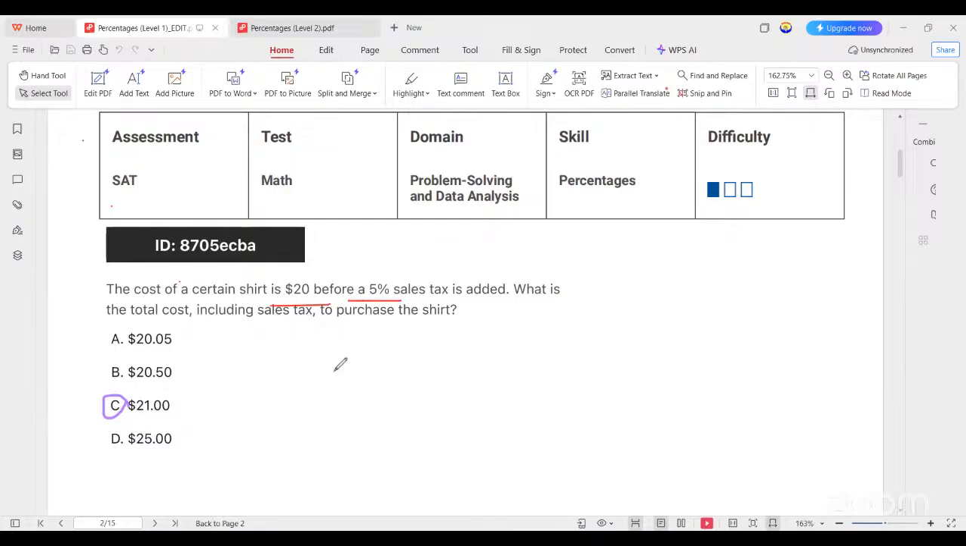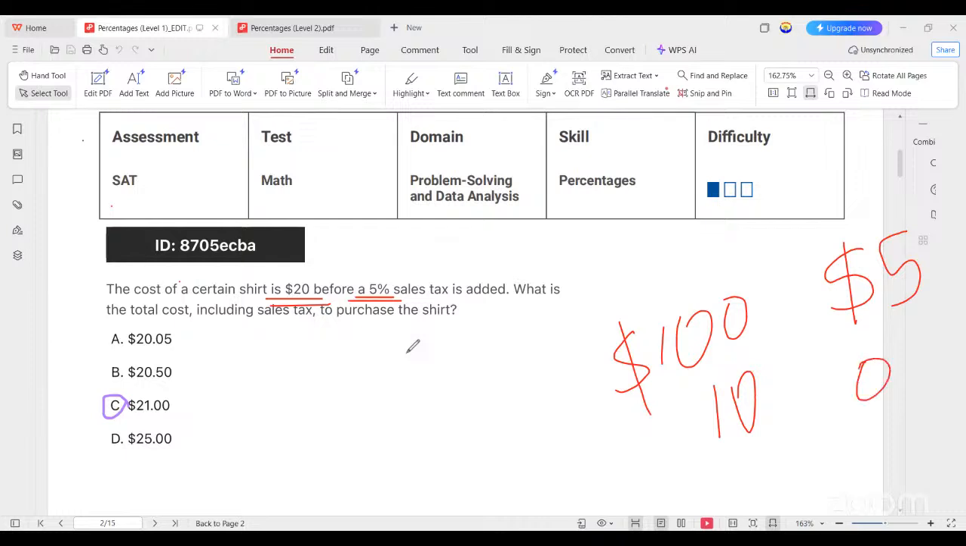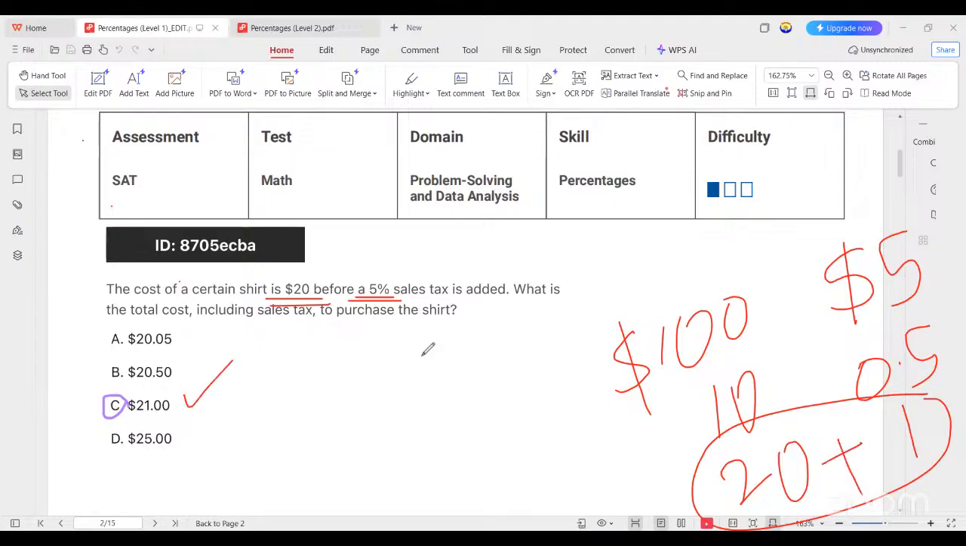To add the sales tax, you just do 20 times 0.05, and whatever you get from that, you just add to 20. So for $100, $5 is the tax. For $10, 0.5, and for $20, $1 extra, so 21.